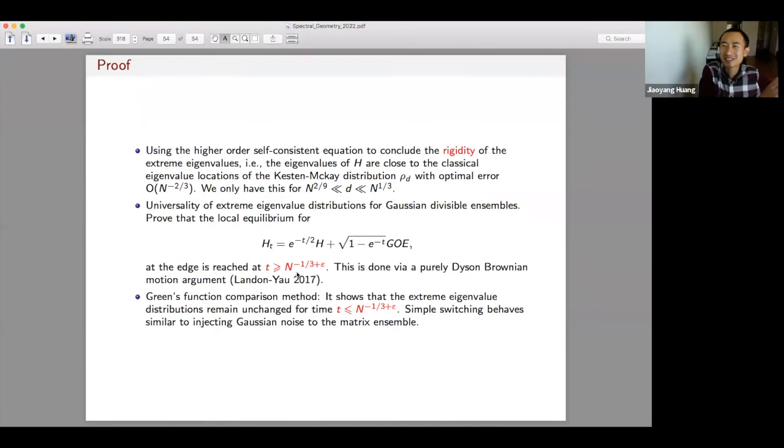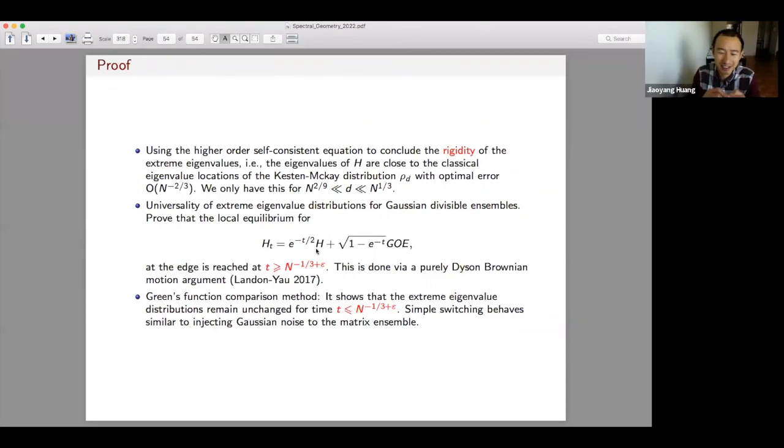And you can do the same thing for the smallest eigenvalue. So essentially, for this guy, you can show the second largest eigenvalue and the smallest eigenvalue both converge to the Tracy-Widom distribution as they are asymptotically independent. What our contribution is, we can do some comparison. Because this dynamic, you can think every time you inject some small Gaussian noise.